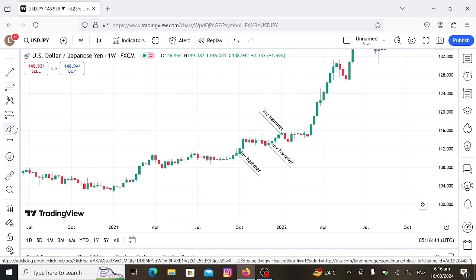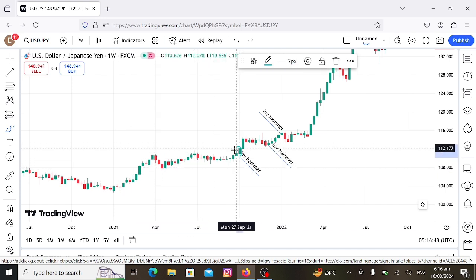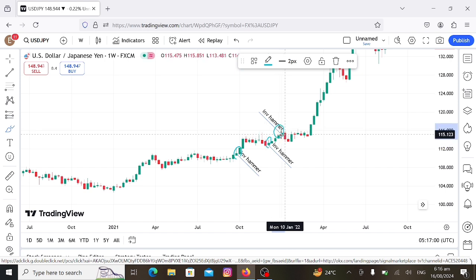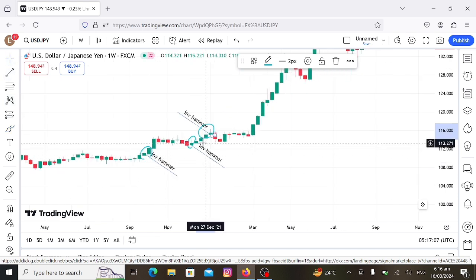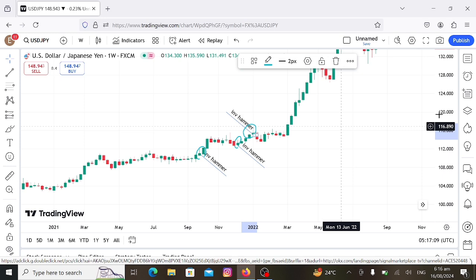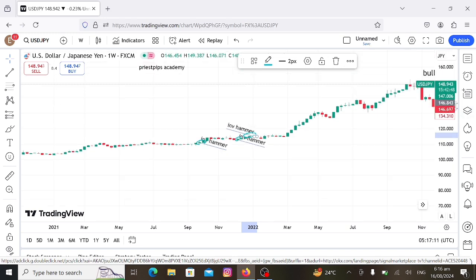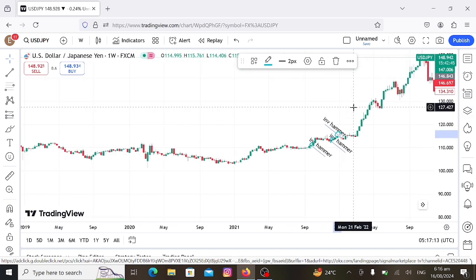Let me circle this one not to confuse you. Here is the inverse hammer. Here is also the inverse here. And this is inverse. So you can just say you want to trade candlestick pattern. It's also a strategy on its own. And you can see the movement is massive.